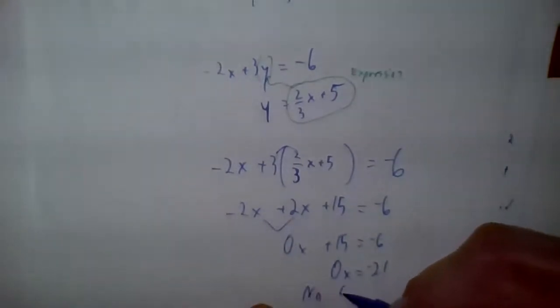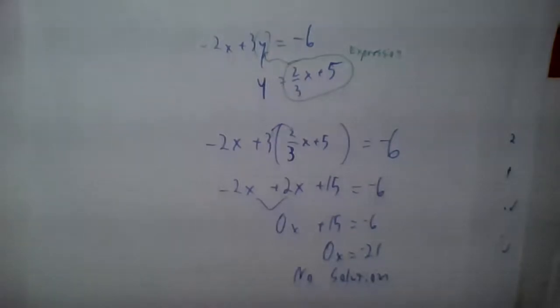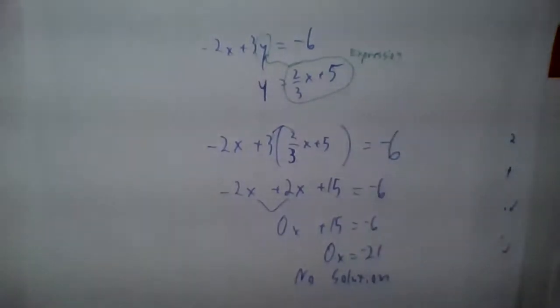So that's how we can tell there's no solution to this system. If there was an x that would work, we would have found it here, and there isn't. 0x equals negative 21 is not happening, right? You're not going to have an x value. So you got no solution to that system. And something similar will happen with either of these methods if you have that kind of situation with your system.